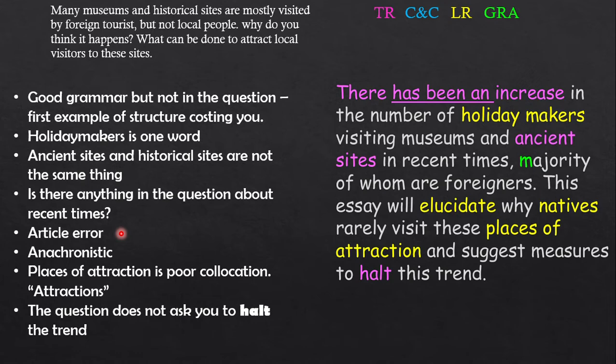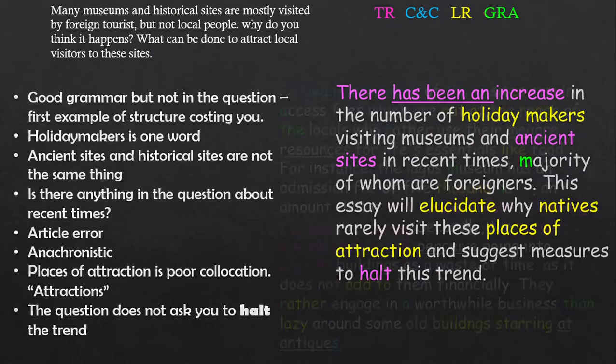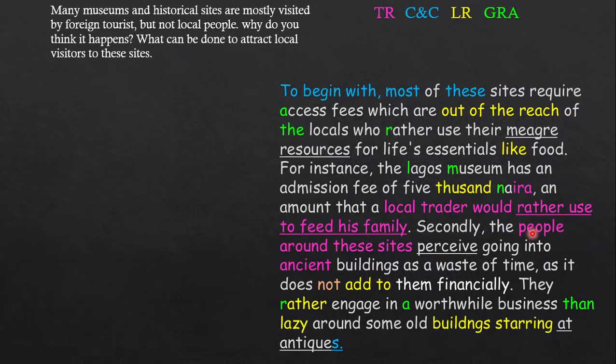Wait a minute. "What can be done to attract local visitors to these sites?" Oh, we want to halt this trend. So this trend means stopping the foreigners from coming to your museums. Oh my. Oh, we don't want that, do we? Yankee, go home. Okay, body paragraph 1.